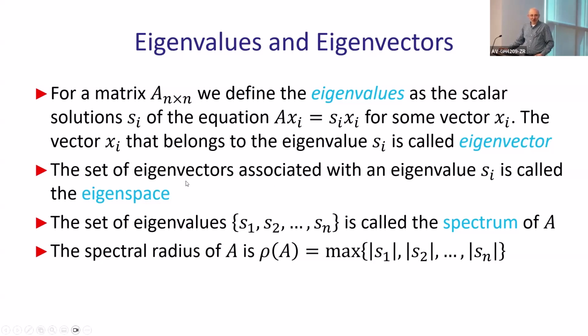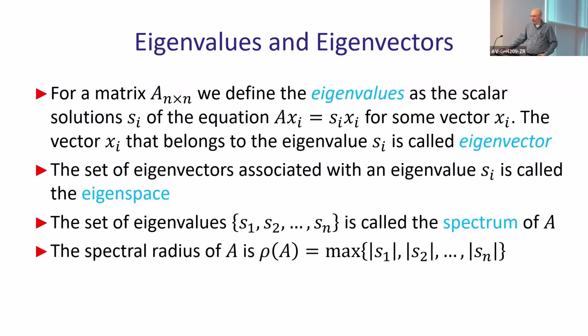The set of eigenvectors associated with that eigenvalue si is called an eigenspace. Again, this is a linear vector space of all the possible eigenvectors, and it will always be a linear subspace of the overall n-dimensional space. You can prove that technically. Another description is the set of these values, s1, 2, 3, 4 through n. Some of them may overlap, so you might have multiplicity of these values.